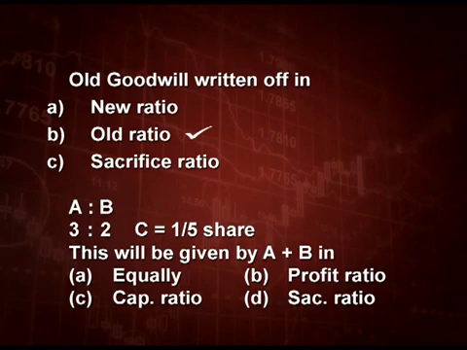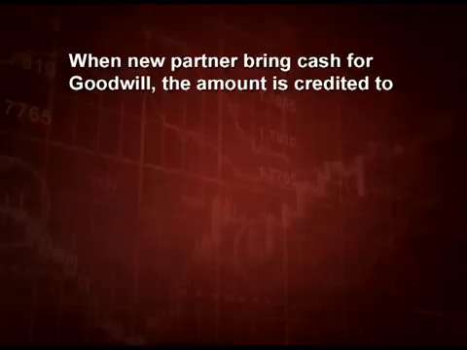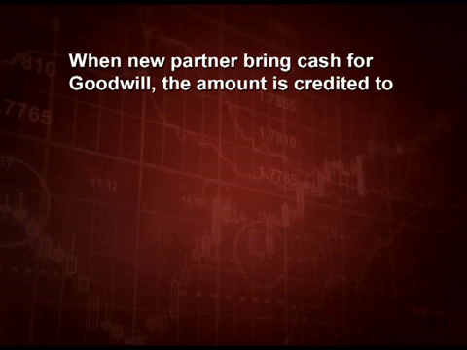What do you think? Yes, it is profit sharing ratio, because if nothing is mentioned, then it is the old profit sharing ratio in which they are sacrificing. Next point, when a new partner brings cash for goodwill, the amount is credited to which account?